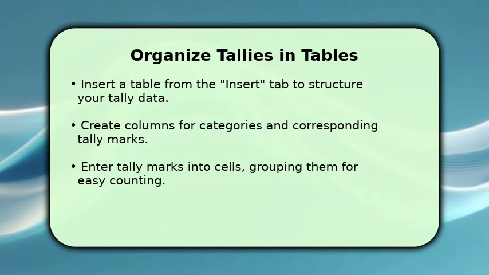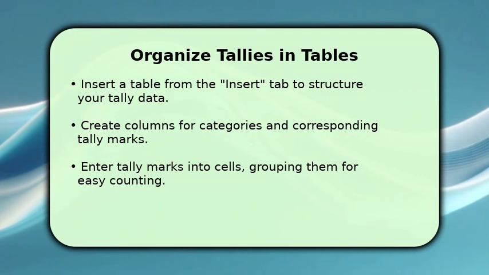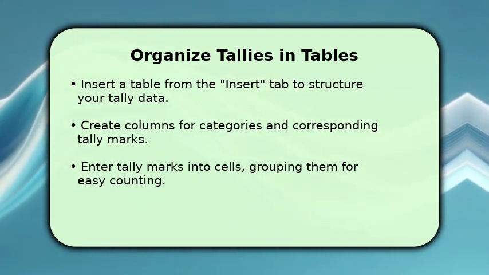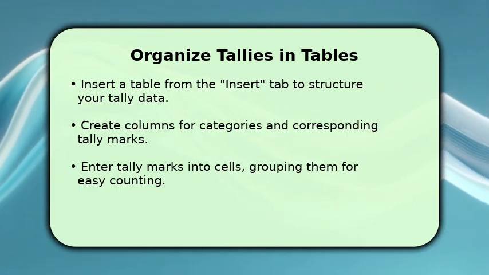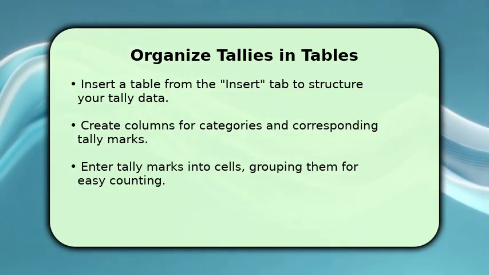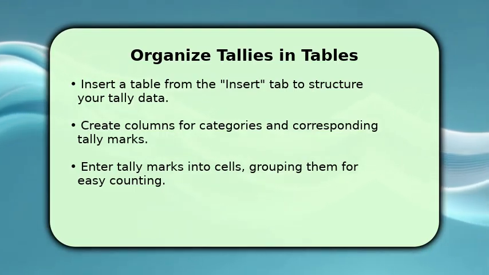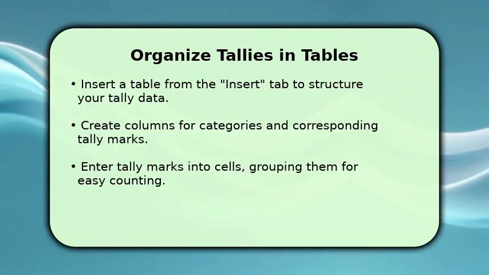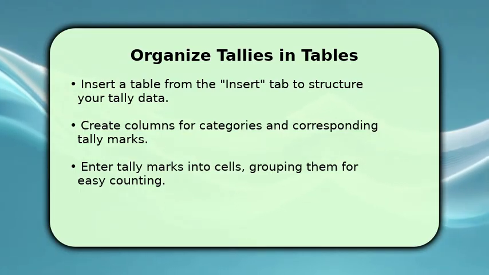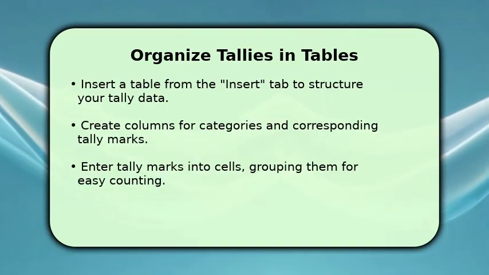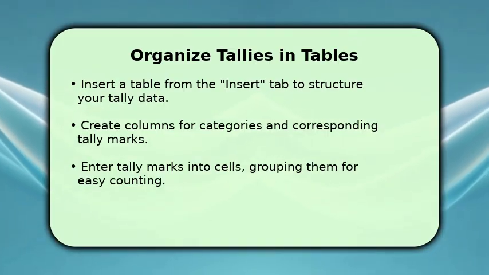For more organized tallying, especially with multiple categories, using a table is highly effective. Go to the Insert tab, then Table, and choose your desired dimensions, perhaps 2 columns and several rows. Label one column for your categories and the other for your tally marks. You can then enter your tally groups, such as 4 vertical lines and 1 diagonal line for 5, into the respective cells, keeping your counts neat and clear.